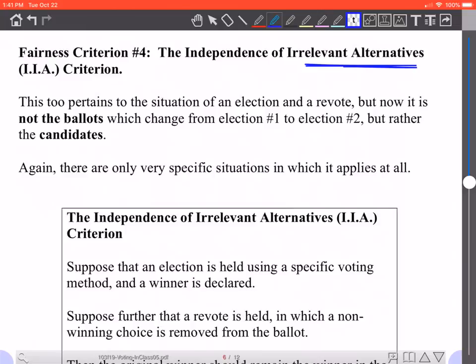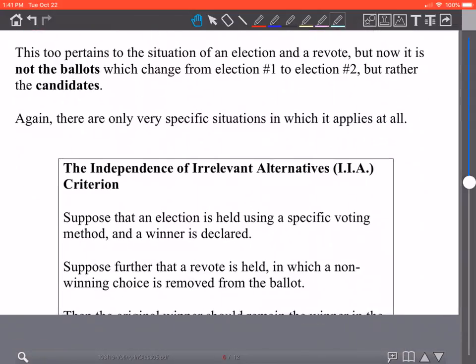Both fairness criteria involve a revote, but just keep in mind that it's what happens in the revote that helps you make the difference between whether it's the monotonicity criterion or the IIA criterion. So in the monotonicity criterion that we just covered, it was the voters changing their ballots. In the independence of irrelevant alternatives criterion, it's the candidates who are making a switch. And not really a switch necessarily, but they're changing what happens in the revote, either because they are going to drop out of the race, or because they're going to be disqualified, or some other reason for removing themselves from the race. So it's not the voters that are making the change in IIA, it's the candidates.